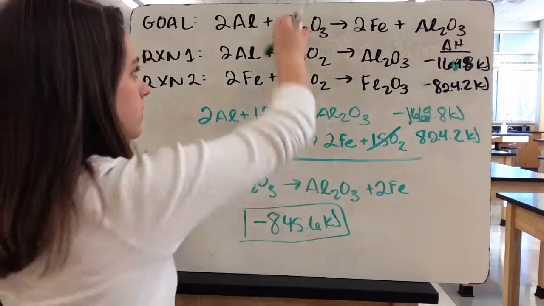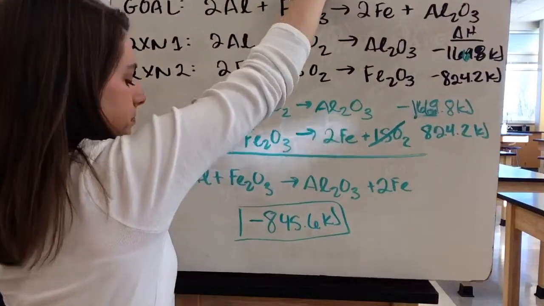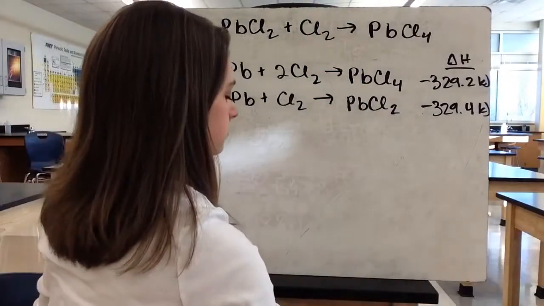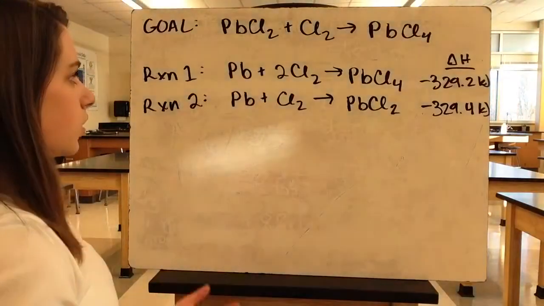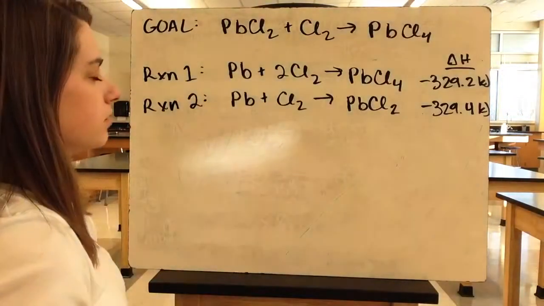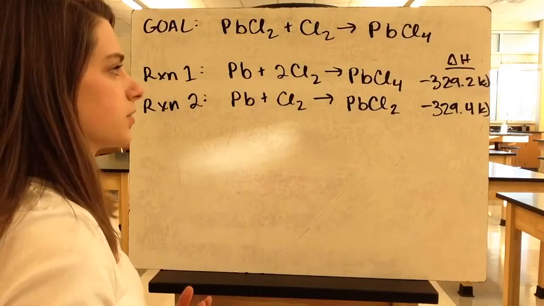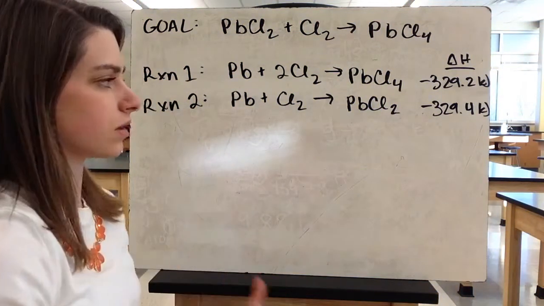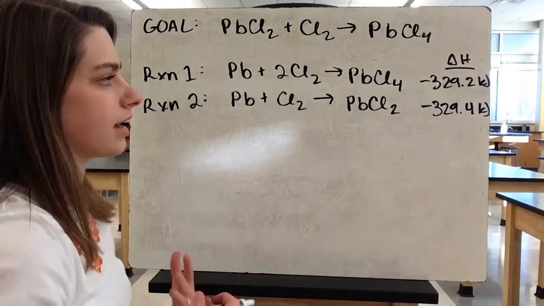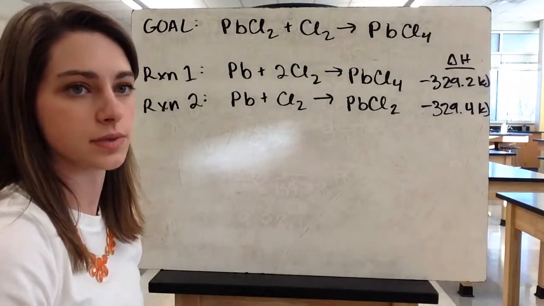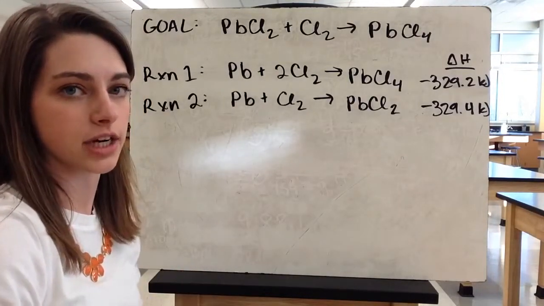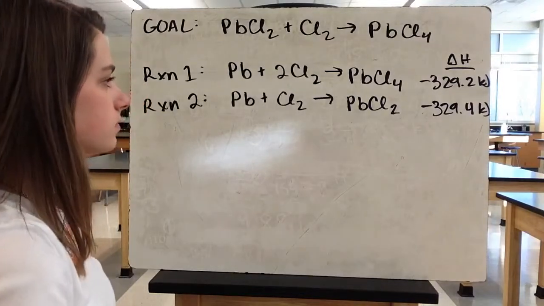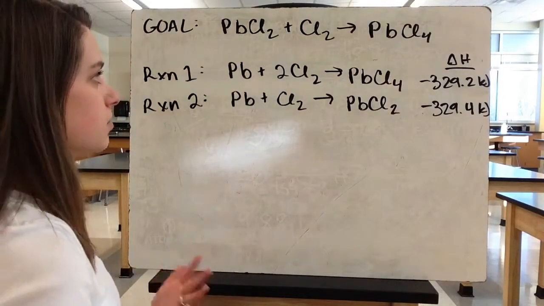Let's look at our next reaction. So in this one, the goal is lead 2 chloride reacting with chlorine gas to produce lead 4 chloride. And we have our 2 given reactions. So I want you to work through this one and see what you get for the overall delta H for this reaction. Then we're going to come back and check our answer. Okay, let's check and see what we got.